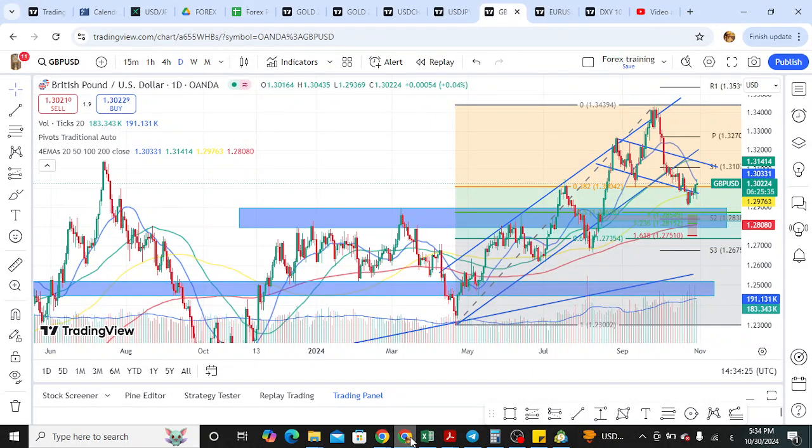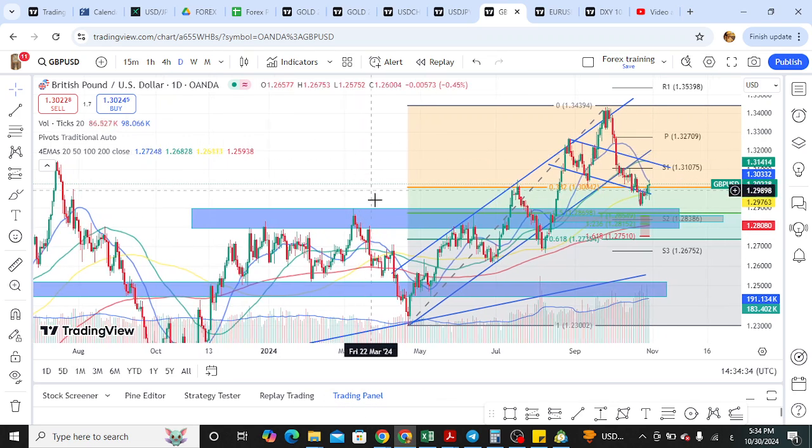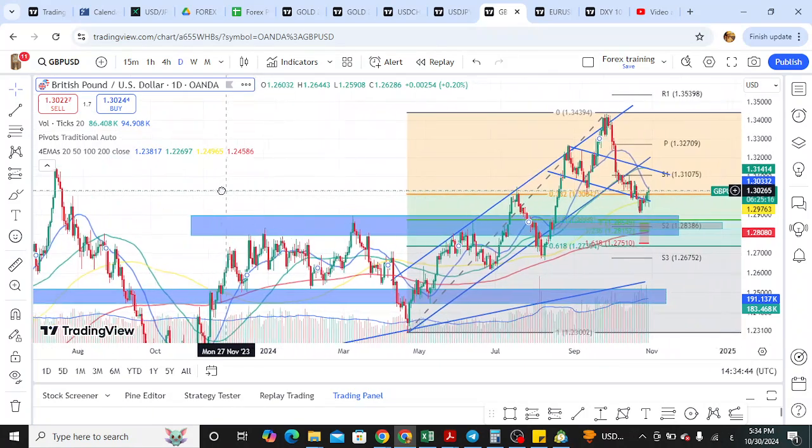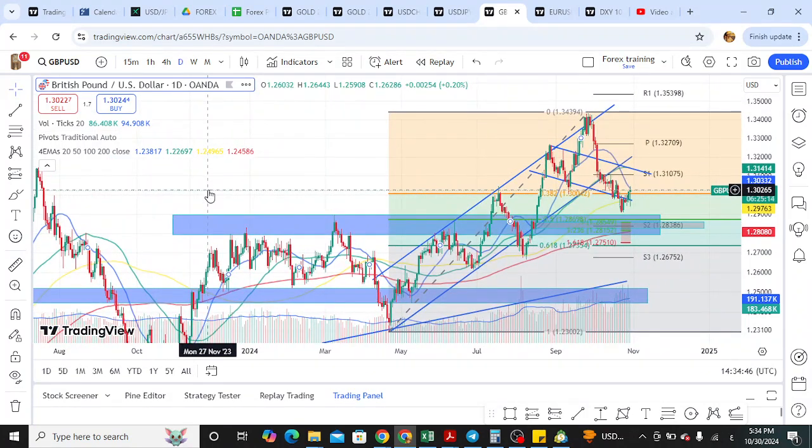Hello, today we are going to dive into how to identify support and resistance. So very quickly, we are on the GBP USD. You can see that this is a support that I identified, and let me start from the beginning. How do I identify them?